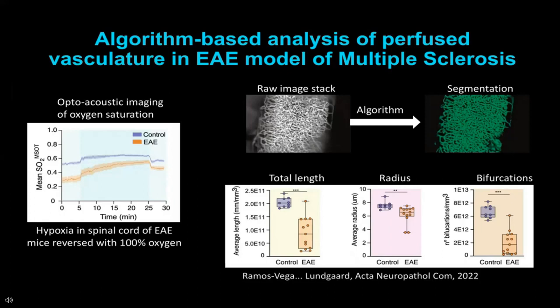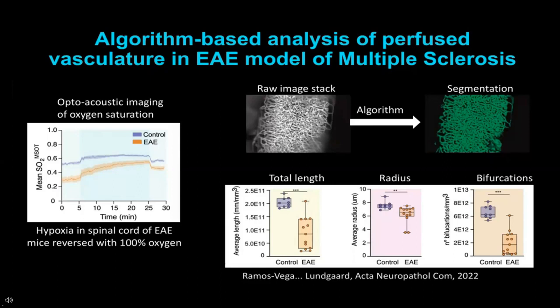But so far, we have used a machine learning algorithm to segment out the vasculature. So not the perivascular tree, but the vascular tree. We have seen that in the experimental autoimmune encephalomyelitis model, which is a model of MS, we had observed that these mice were hypoxic, which could be partially reverted by inhalation of 100% oxygen.